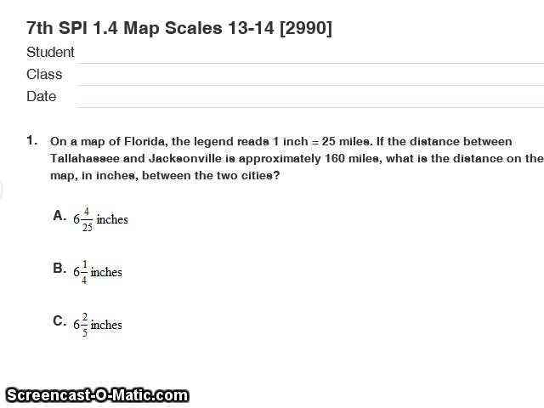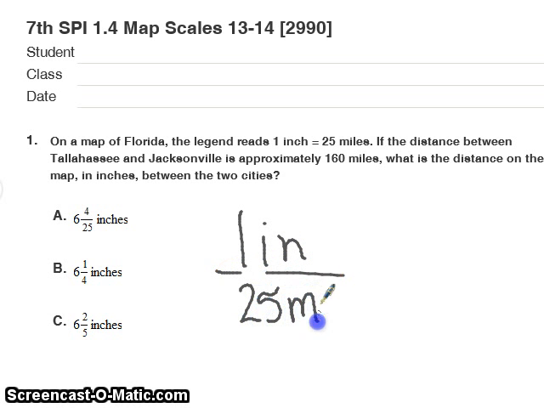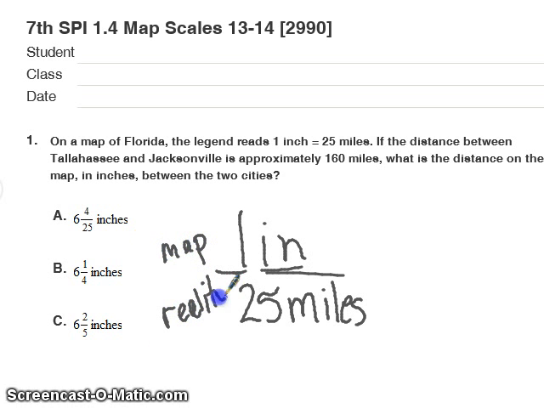So let's take a look at practice probe for the map scales. On a map of Florida, the legend reads 1 inch is 25 miles. If the distance between Tallahassee and Jacksonville is approximately 160 miles, what is the distance on the map in inches between the two cities? So this is for our map, and this is what it is in reality. We know in reality that it is 160 miles.